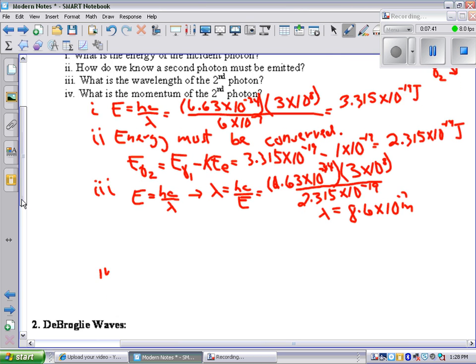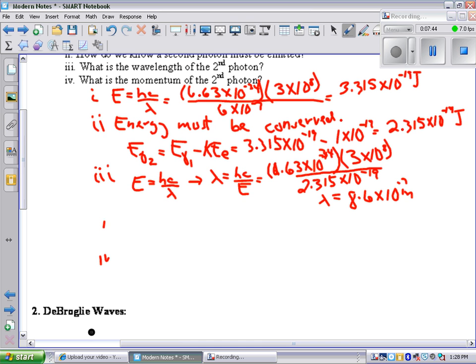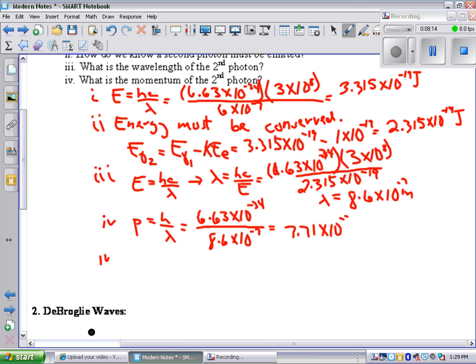And then the last step, the momentum, we're just going to use this new equation. So step 4, we'll use P equals h over lambda. Again, every time I use this equation, I have to use the joule version of h. So 6.63 times 10 to the minus 34th over my wavelength, 8.6 times 10 to the minus 7th. And when I do that, I get 7.71 times 10 to the minus 28th is the momentum of the photon of light.